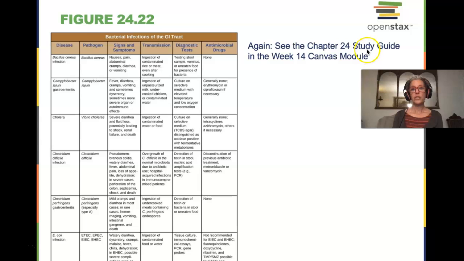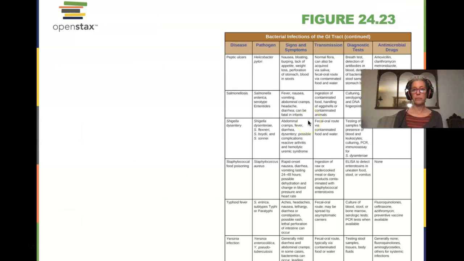And again, see that chapter 24 study guide. It doesn't list every single organism here. There will be a shorter list of them. It's still significant. I recognize that. And again, you only need to know one organism, a couple of signs and symptoms, one mechanism of transmission, and one treatment.